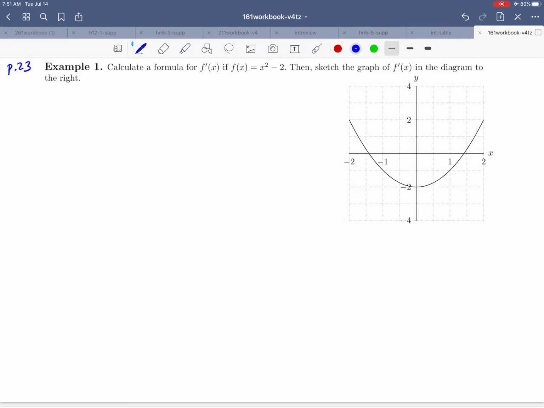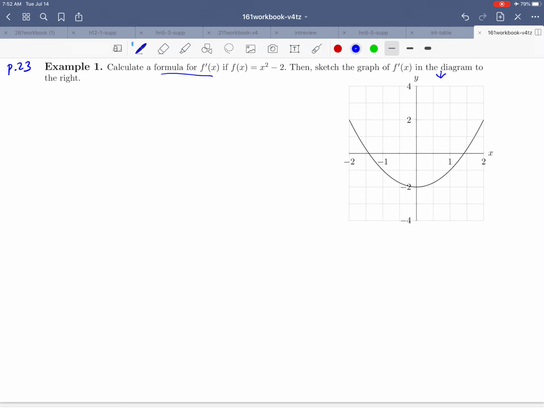Let's take a minute to read this example together. They would like us to calculate a formula for f prime of x if f of x is equal to x squared minus 2. Notice that we're given a graph of that function to the right. X squared minus 2 is just a parabola. And after we do that, they'd like us to sketch a graph of the derivative on the diagram.